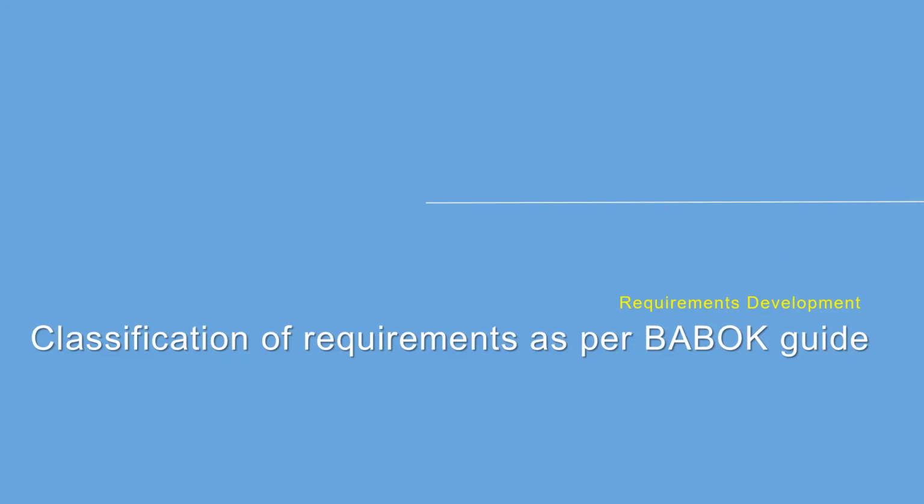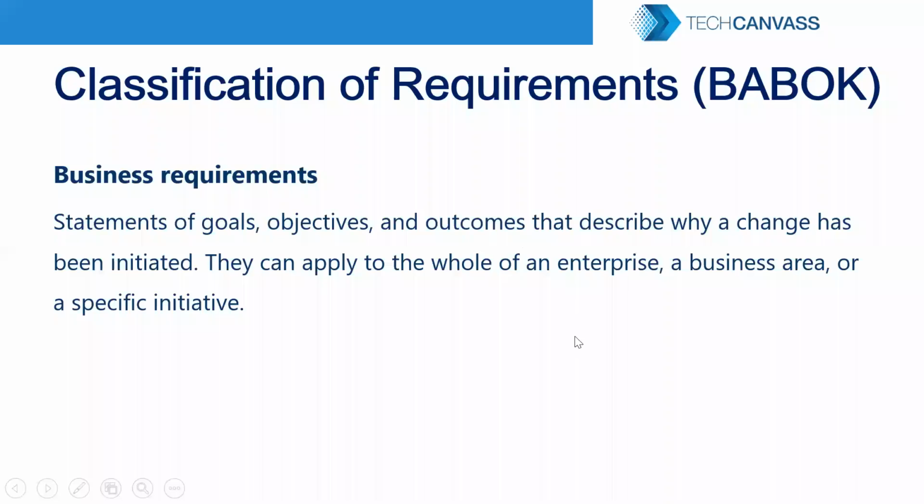Okay, so the BABOK guide defines, or classifies, the requirements into 4 parts. They start by saying there is a set of requirements which are business requirements. So read it as C requirements, or rather prior to C requirements, where the customer defines the goals, objectives and outcomes as to what they are looking for from the system and why a change has been initiated.